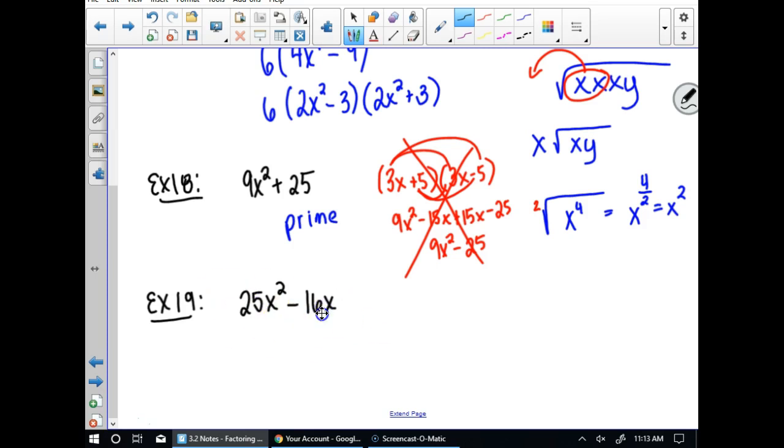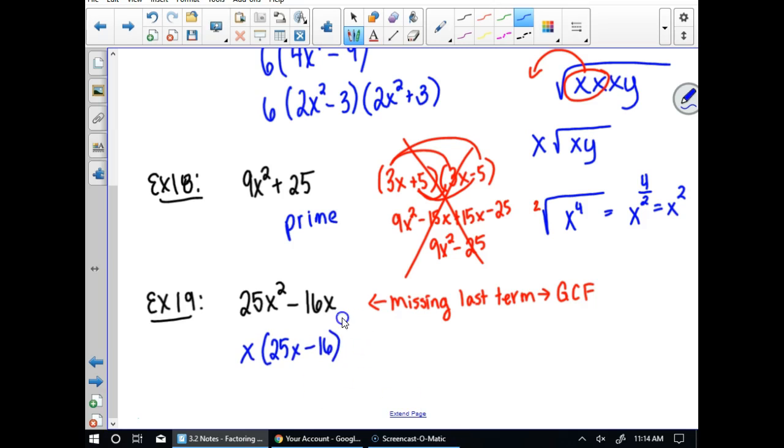So when you see something like this, when you're missing the last term, that's when you do a GCF. Okay? What could you factor out of both of those? Just an x. So this one would be x times 25x minus 16.